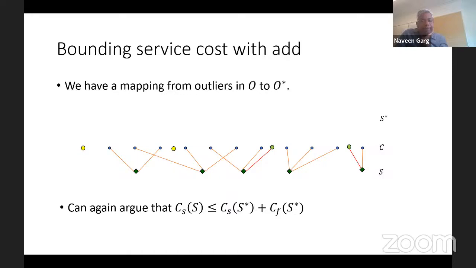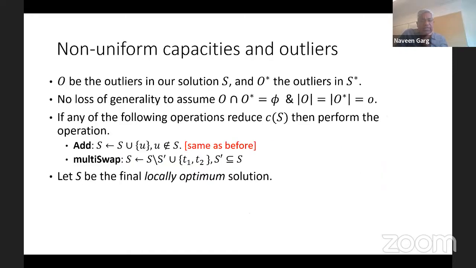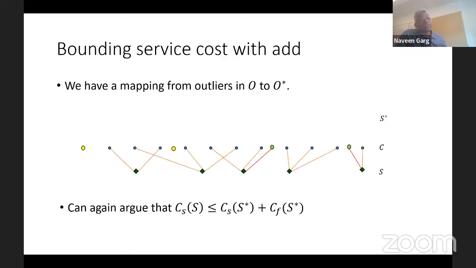I'll skip this. This is showing how you can bound the service cost. And the key idea here is, remember, in the two solutions S and S star, the set of clients that are getting served might be different, right? Because we have this problem of outliers. So in S, the yellow vertices here are outliers, while in S star, the green vertices here are outliers. And so what we have to do is set up some kind of a one-to-one mapping between the green and the yellow vertices, so that any argument we do on the yellow gets translated to the green. So briefly, that's the argument.